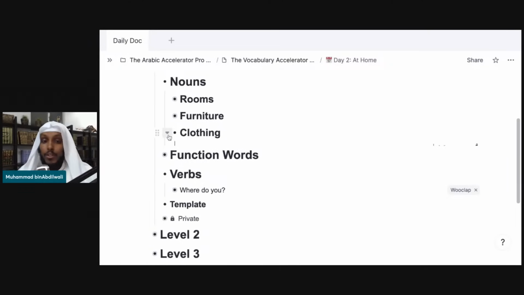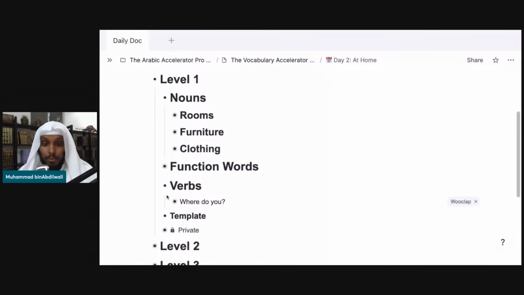Now, those were the nouns. Let's see what questions we have for you on WooClap. Bismillah. Okay, let's do some practice on WooClap.